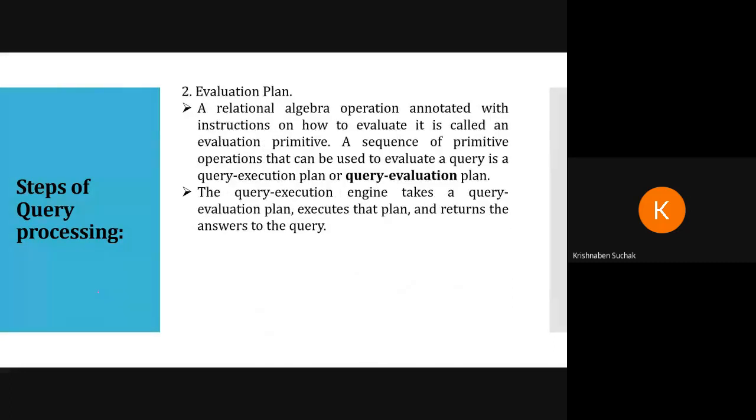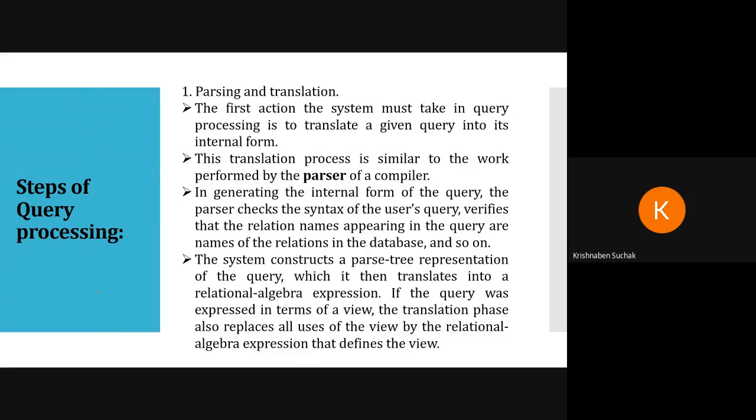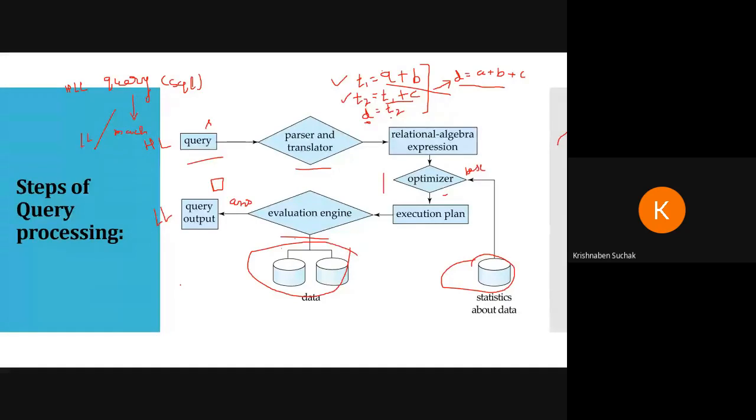After that, there is evaluation plan. So what is there in evaluation plan? A relational algebra operation annotated with instruction on how to evaluate. It is called an evaluation primitive. Now a sequence of primitive operations that can be used to evaluate a query is query execution plan or query evaluation plan. So now you have a sequence of primitive operations, then you are going to evaluate the query and you are going to get the answer. Okay, so that is evaluation plan.